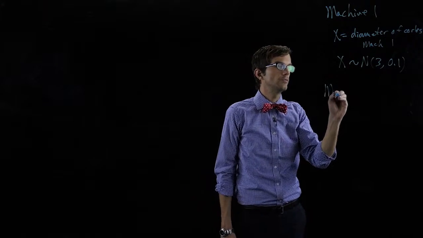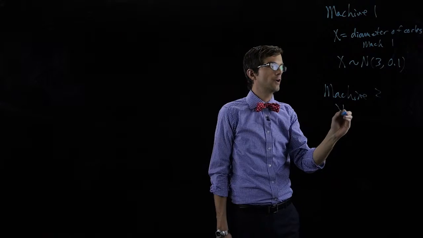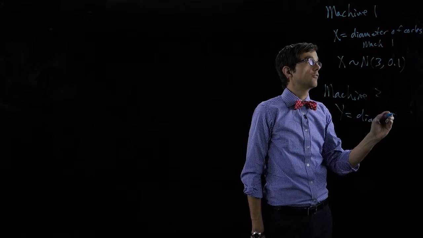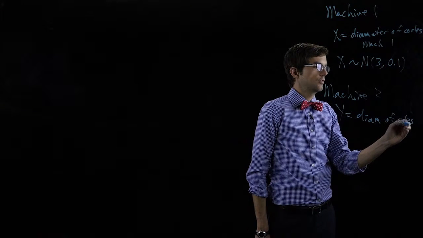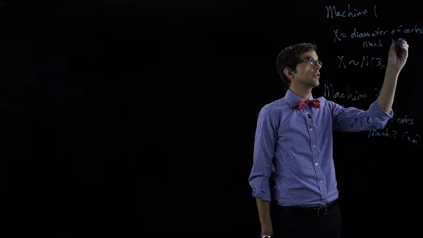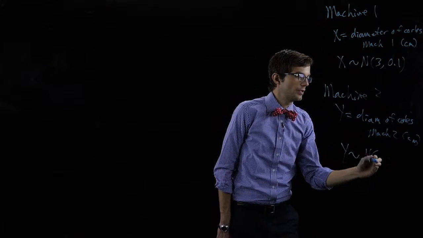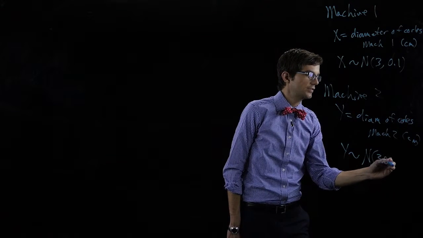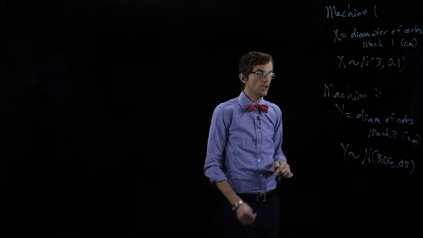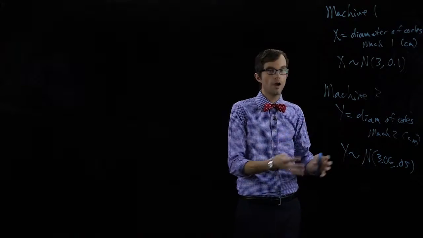And here's machine 2. It has a random variable y that describes its diameter of cork from machine 2, and this is in centimeters. Of course, this is also in centimeters. And y is normally distributed with mean 3.06 centimeters and a standard deviation of 0.05. Okay? So which produces corks that are better for our purposes?